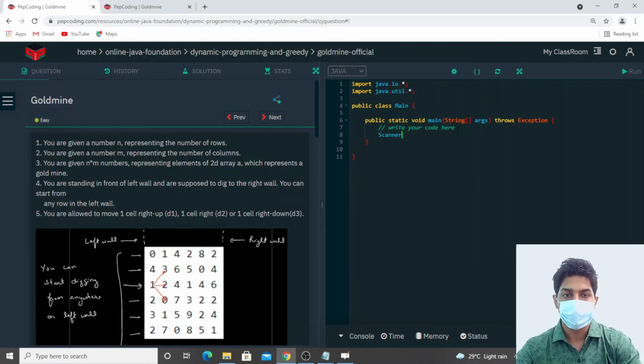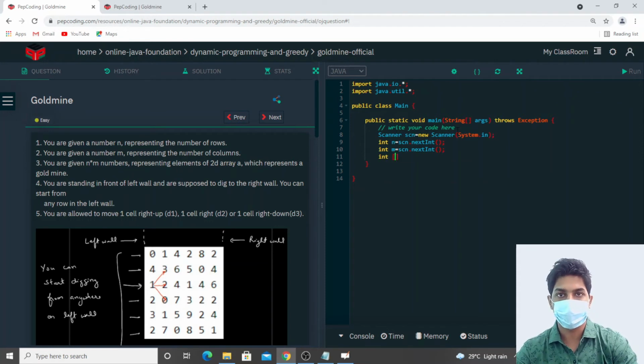We have to take a scanner, and we were given rows. Then we are given numbers, that is the golds present in the cells. We'll make an array to store that. Now let's take input in the gold array.